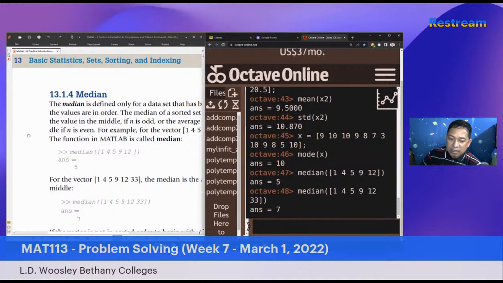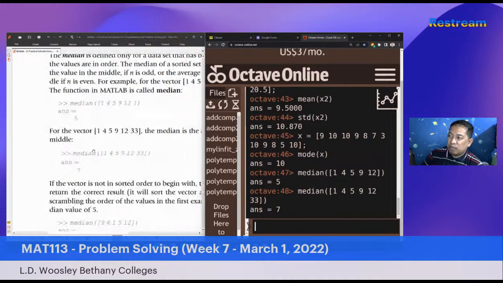So far, we have learned the mean, median, mode, and then the variability measures, standard deviation and variance. Then we have some others, like maximum and minimum value.